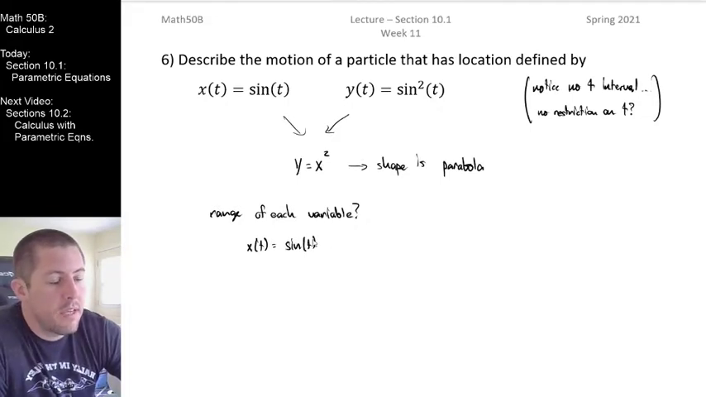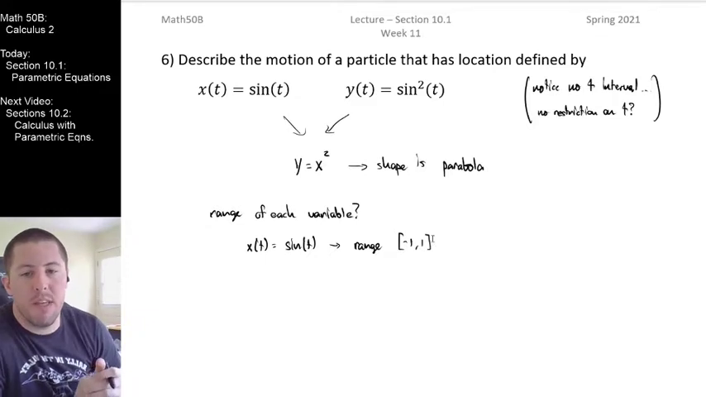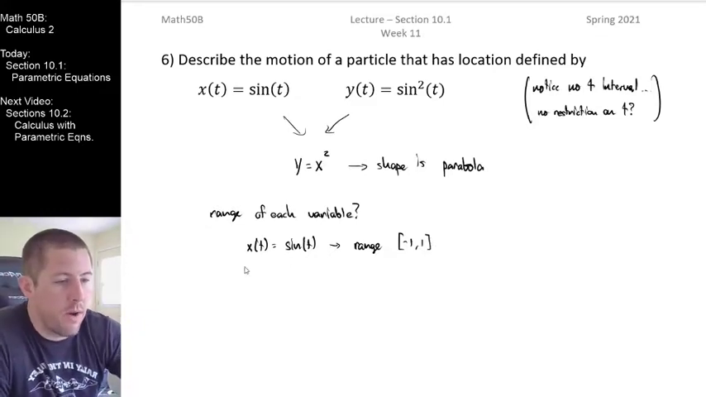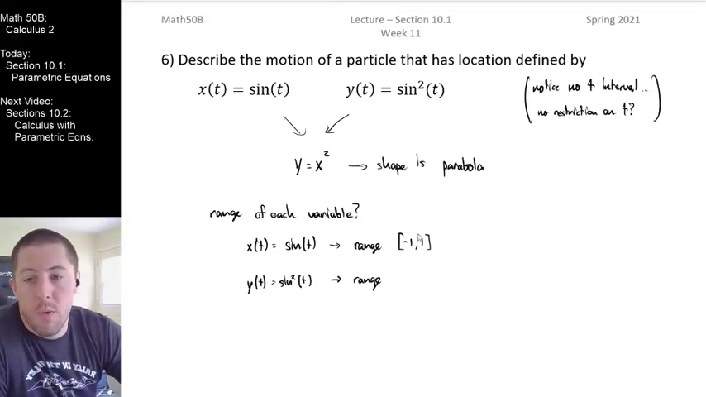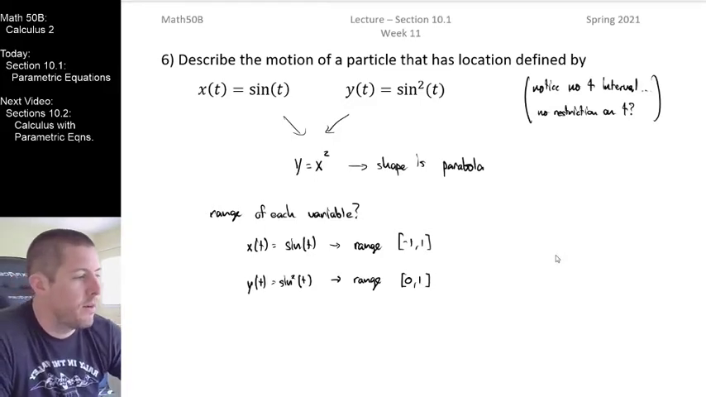Since x of t is sine of t, I know that it has a range of -1 to 1. That says the outputs we get from the sine function are -1 to 1. On the other hand, y of t is sine squared of t, so I'm going to square all of the outputs from the sine function. And squaring makes things positive, so it seems sine squared should only have a range from 0 to 1.